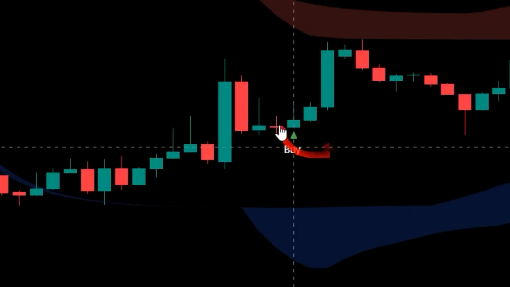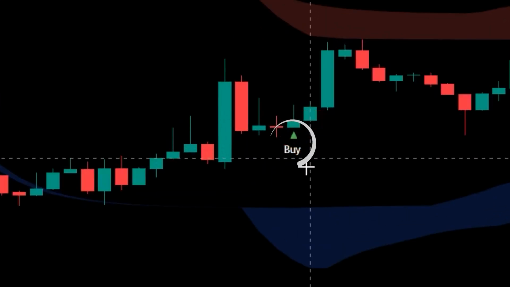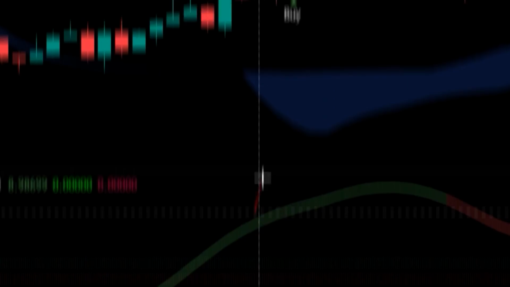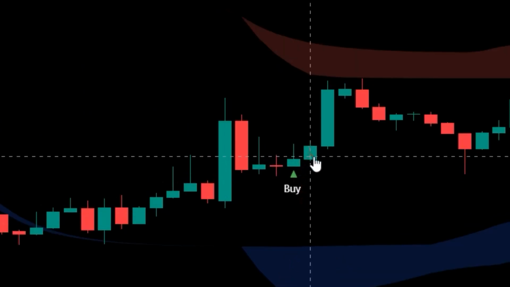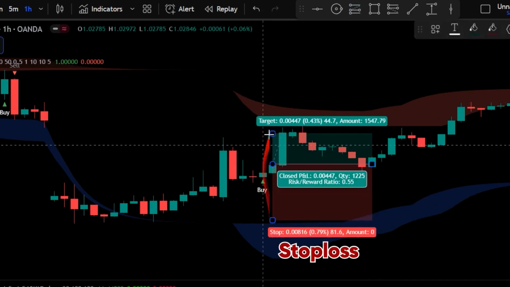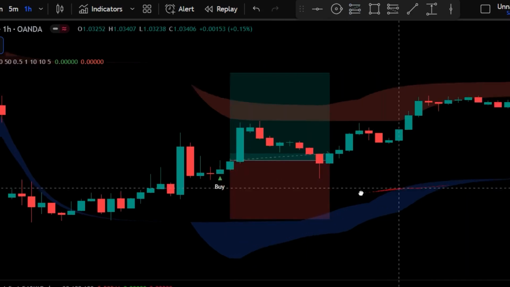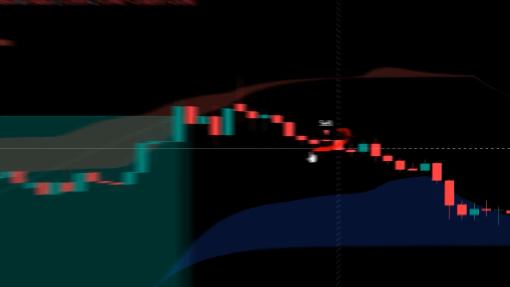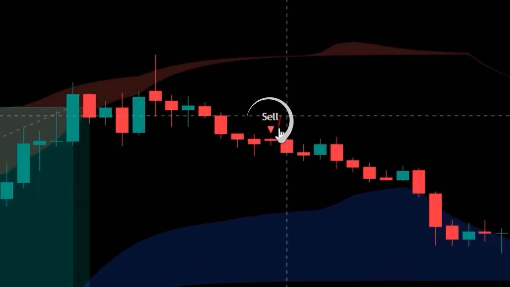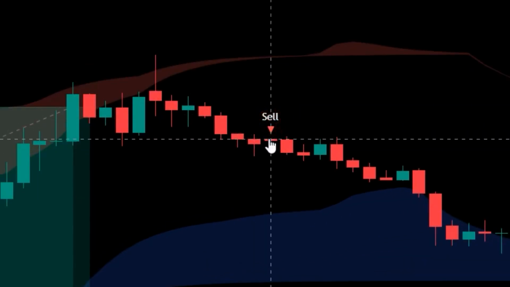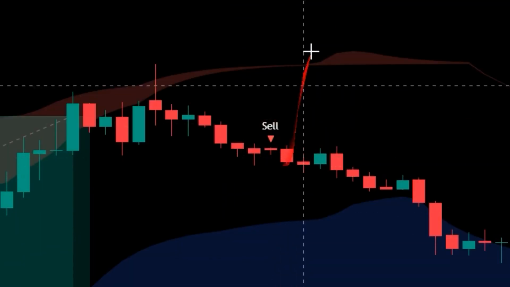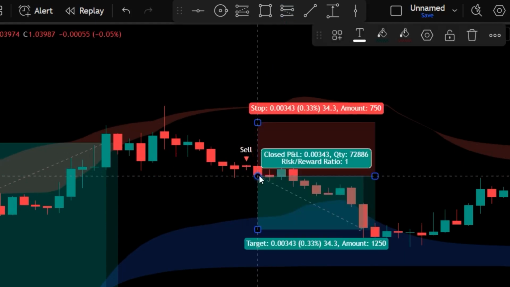For example, here we see a buy signal. Now we need to check the conditions step by step so we can enter the trade. Here all conditions are okay and we can enter the trade. Or here we can see a sell signal. Now we need to check the conditions to be able to enter a sell trade. Here we can enter a sell trade.